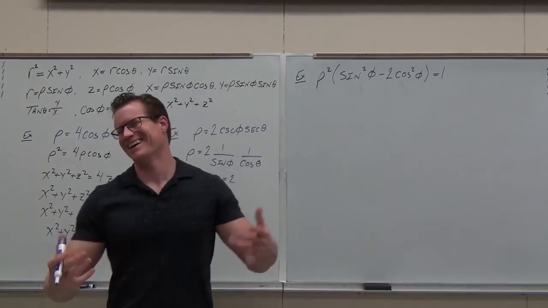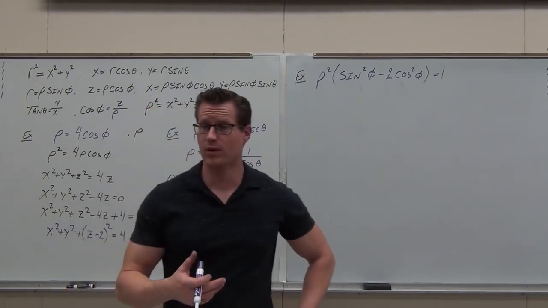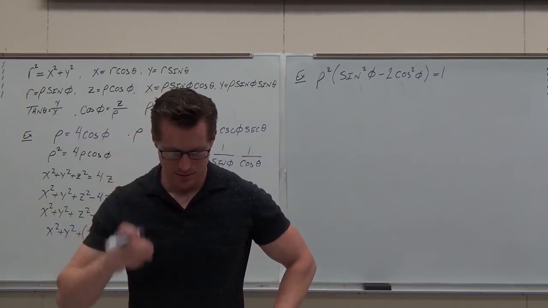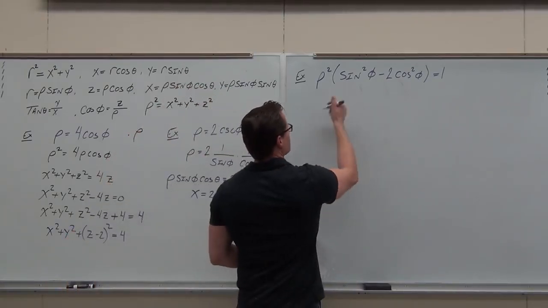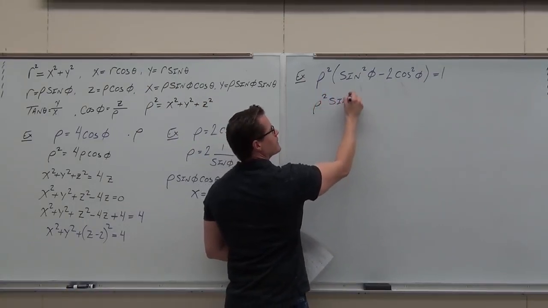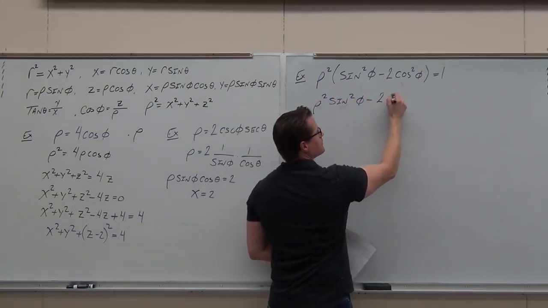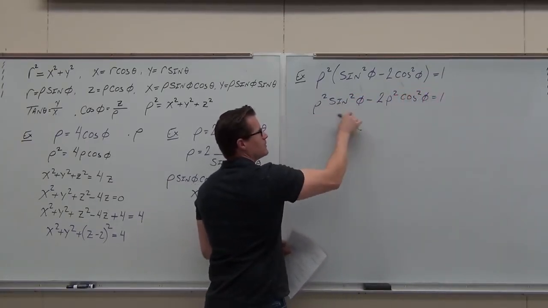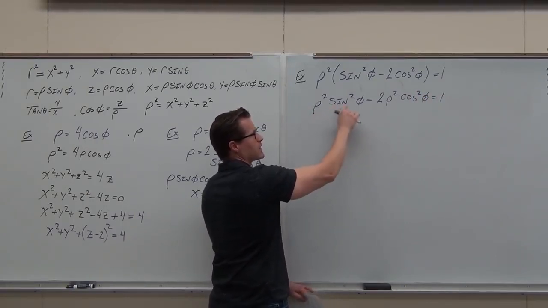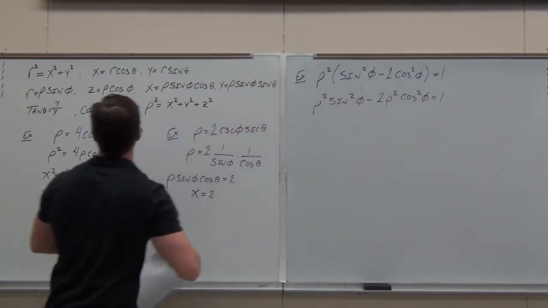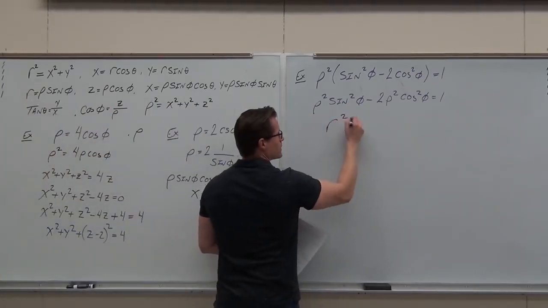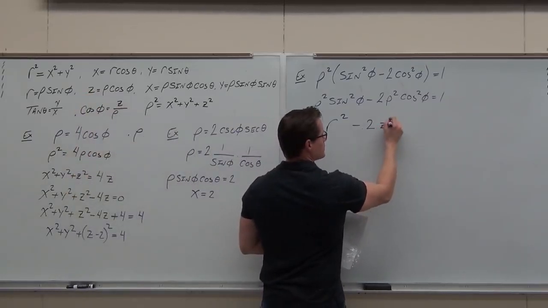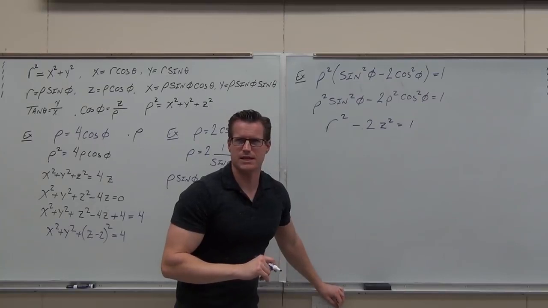So what is that? Oh, it's obviously a one-sheet hyperboloid along the z-axis. Duh. How do you know? Because you look for stuff that looks familiar here. If rho sine phi is r, then this is r squared. If rho cosine phi is z, then this is z squared. You guys catching the picture here?